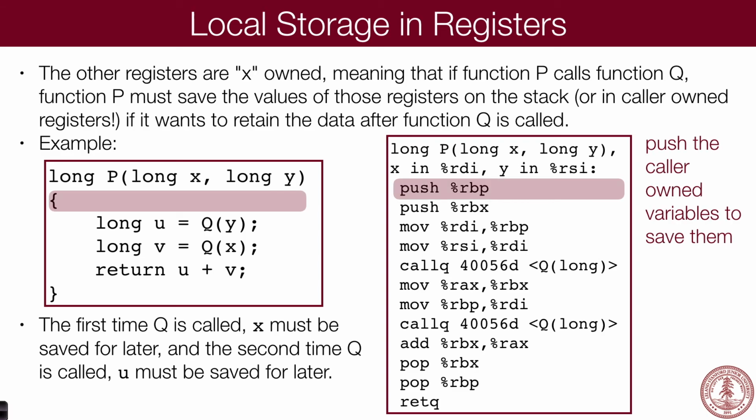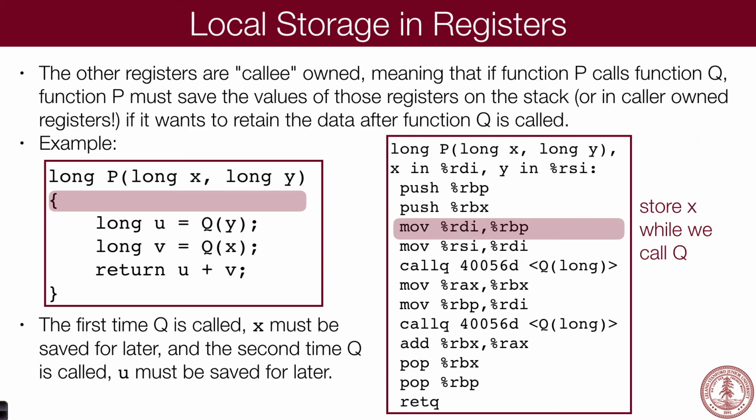Okay. When a function is called, if it's going to use any of the caller-owned registers, it saves them on the stack. So that's the first thing that this function, this long p function does. Okay, it's going to save RBP and RBX because it's about to use them in a couple instructions here. Okay, so it pushes those onto the stack, and they're saved for later. Okay, and then what has happened? What's going on here? All right, well, we know that RDI is which register? What argument is RDI? First one, right? So we're moving that into RBP.